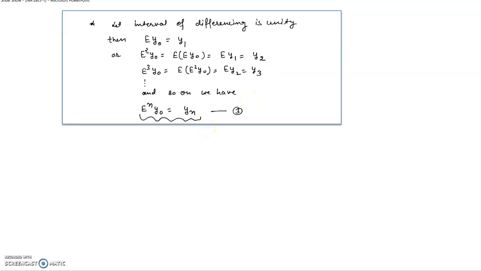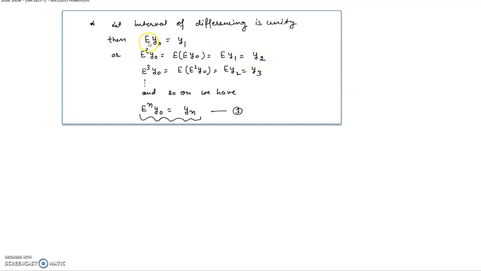Now if we consider the interval of differencing as unity, that is 1, and say we have points, arguments 0, 1, 2, 3 and so on, meaning we are starting with 0. Then E, the shift operator, on y0 will be y1, meaning we have to shift by 1. Then E^2 y0 can be written as E of E y0. Now E y0 is y1, and then again E y1 will be y2, because we have to shift by 1.